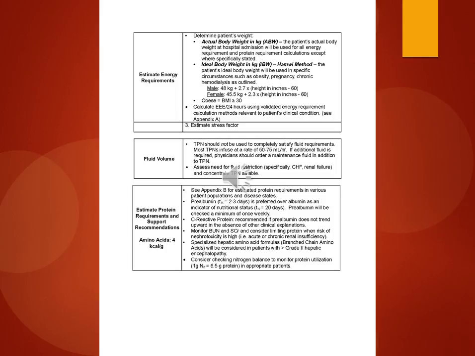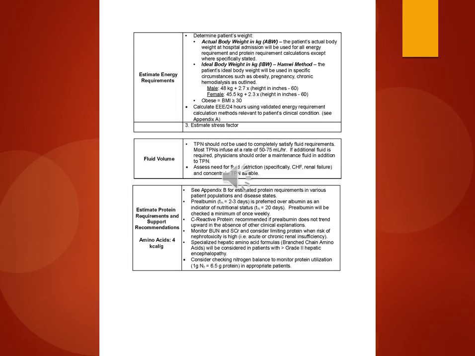Actual body weight (ABW) in kg. The patient's actual body weight at hospital admission will be used for all energy requirement and protein requirement calculations except where specifically stated. Ideal body weight in kg (IBW). The patient's ideal body weight will be used in specific circumstances such as obesity, pregnancy, chronic hemodialysis as outlined.